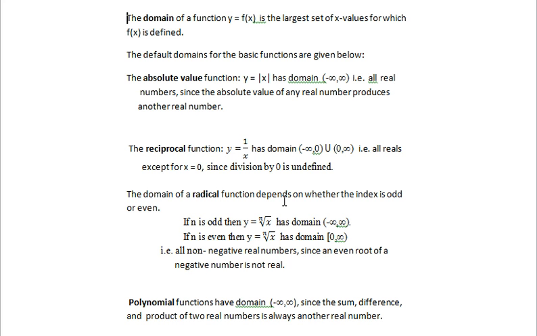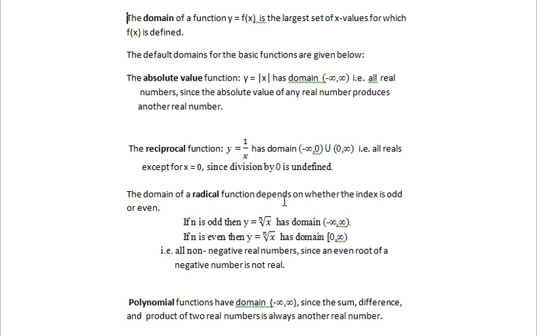The reciprocal function, y equals 1 over x, has domain all reals except for x equals 0, since division by 0 is undefined. In interval notation, this is written as the interval from negative infinity to 0 union the interval from 0 to infinity.